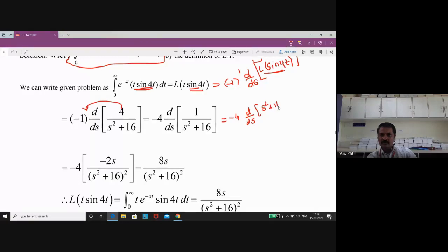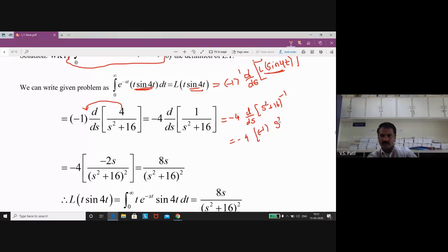You can write this one as (s square plus 1) raised to minus 1. Now, what can you write? This minus 4 as it is, into the bracket. You have to differentiate this using the basic result: the derivative of x raised to n is n times x raised to n minus 1. So this is your x here.